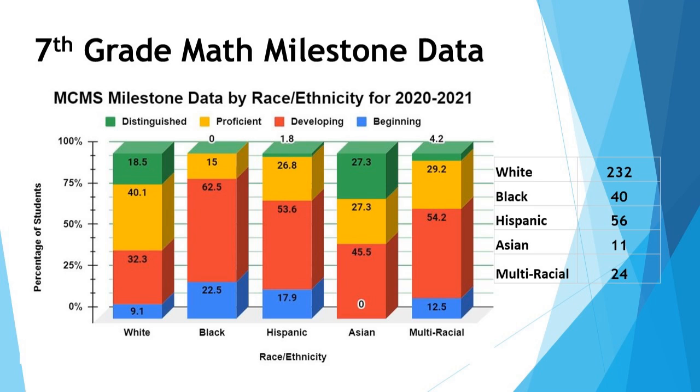The students who identified as multiracial did hold a percentage of 29.2% proficient, but struggled at the distinguished level. The majority of students who identify as Black or Hispanic had greater percentages in the beginning and developing levels. Students who identify as Black had the majority of their scores in the developing level at 62.5%, and students who identify as Hispanic were a little lower at 53.6% developing.